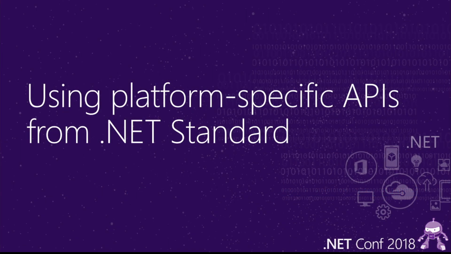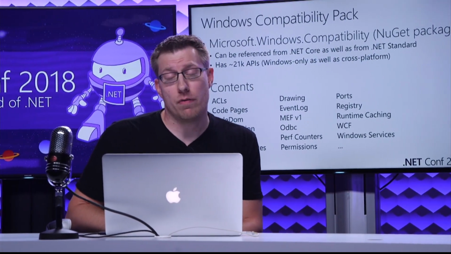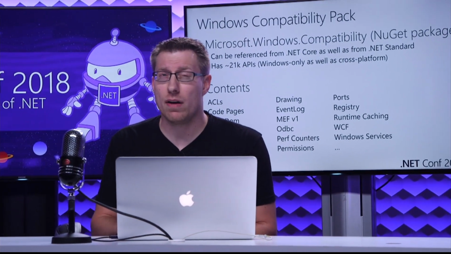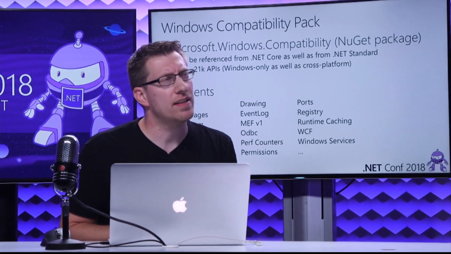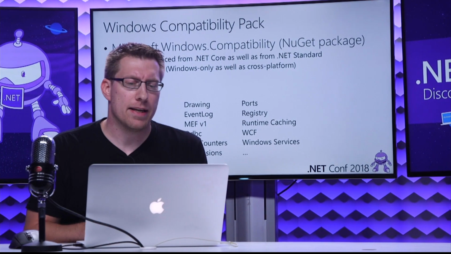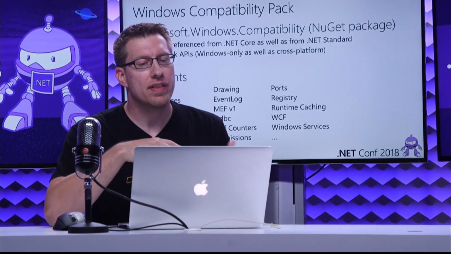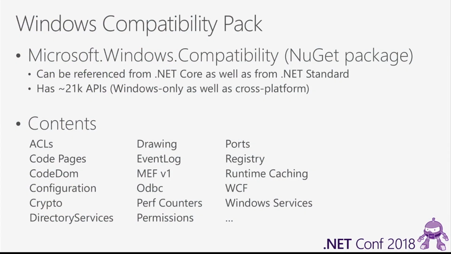All right, so before we go into the demo on how we build .NET Standard libraries, I want to talk a little bit about platform-specific APIs and how that works with the standard, because there's also a lot of confusion around that subject. First of all, we announced the Windows Compatibility Pack exactly a year ago, I think. It's effectively all the things we have in .NET Framework that were not in .NET Core. It's all the usual suspects like drawing, ODBC, the registry, a bunch of stuff. It's about 21,000 APIs, so it's quite sizable.